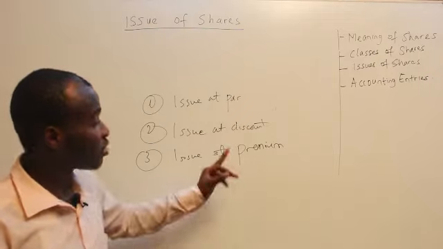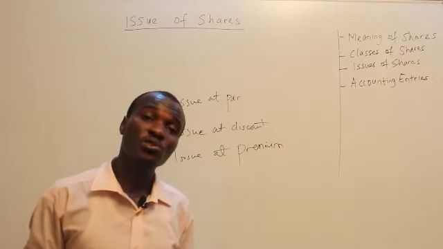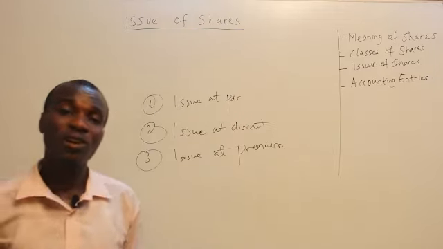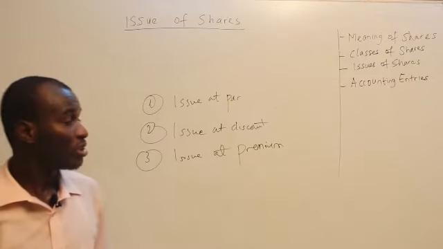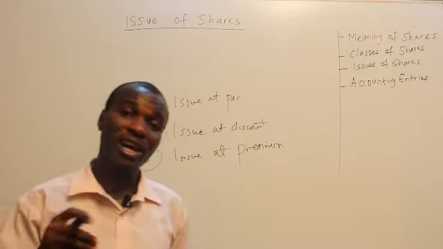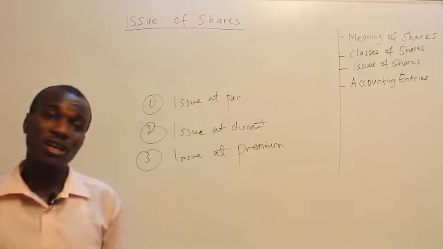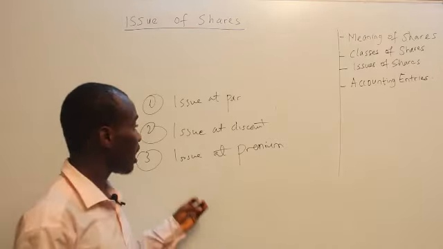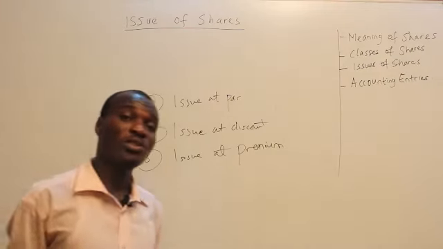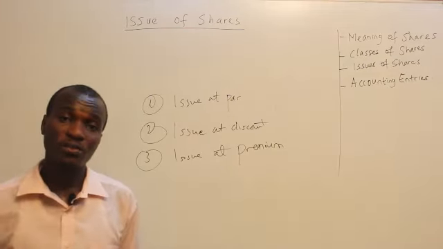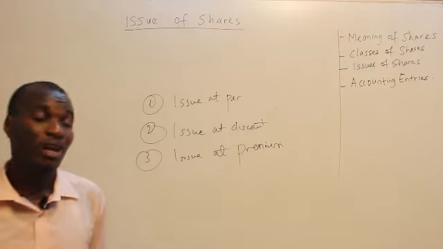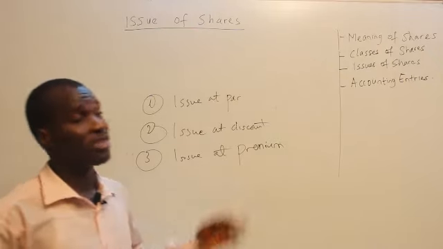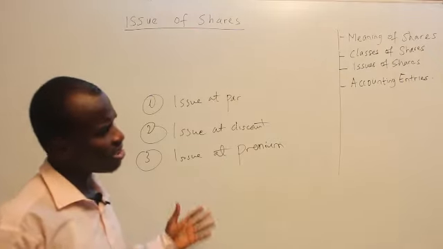Now, if a share is issued at a premium, the share is issued at a price which is more than the ordinary share capital of the company. So the difference between the market price of the shares and ordinary share capital gives us the amount of premium. And if it's issued at a discount, the difference between the current market price of the shares and ordinary share capital will give us the discount.